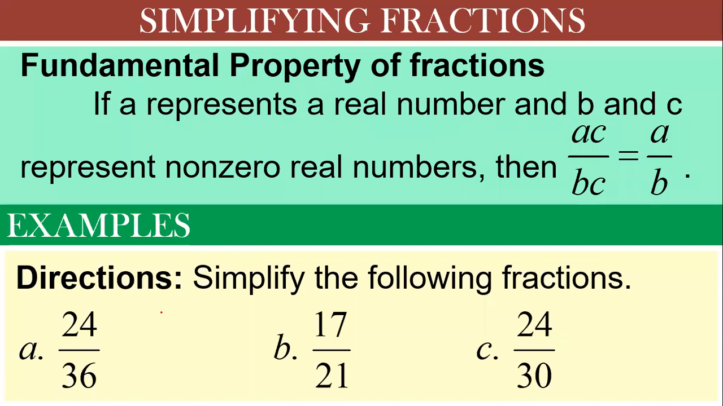Now, for our examples, we have to simplify the following fractions. We have 24 over 36, and we have to find its lowest term, and we have 17 over 21, and we also have 24 over 30. To find the lowest term, what you have to do first is to find the GCF. We can say that the given fraction is in the lowest term if the numerator and denominator don't have a common factor. So, kung may common factor pa po siya, it means hindi pa siya naka-lowest term.